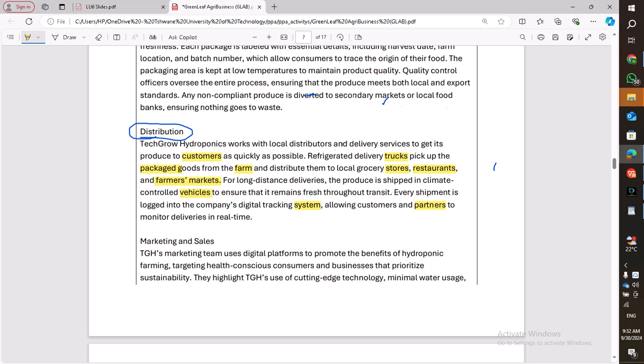Then again, I'm reading through again until I understand that all the nouns that I want are there. It will help me to identify them and to be able to draw my domain class diagram. So again, I'm reading again. Distribution. Tech-draw hydroponics works with a local distribution delivery service to get the produce to the customer as quickly as possible.